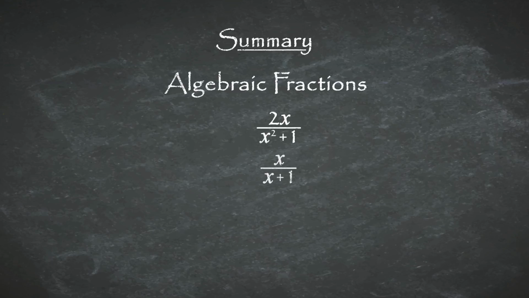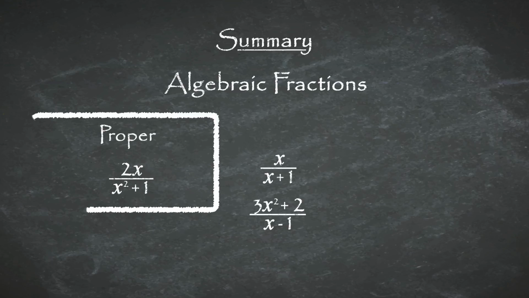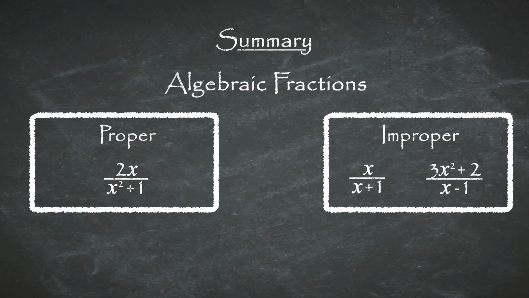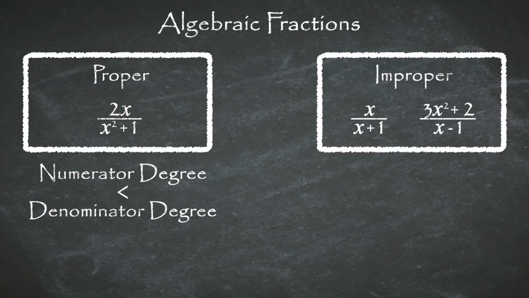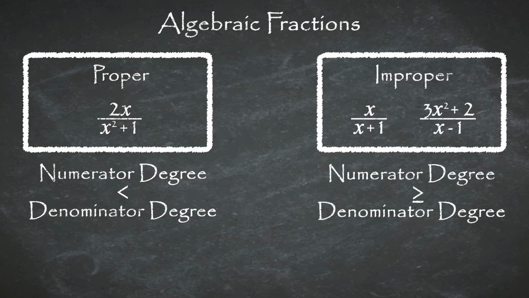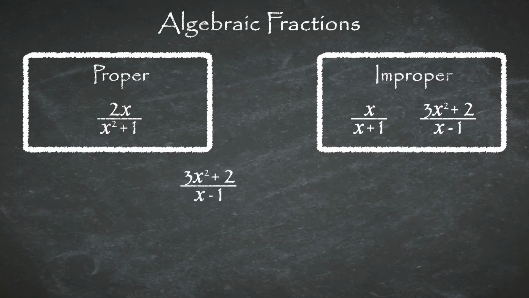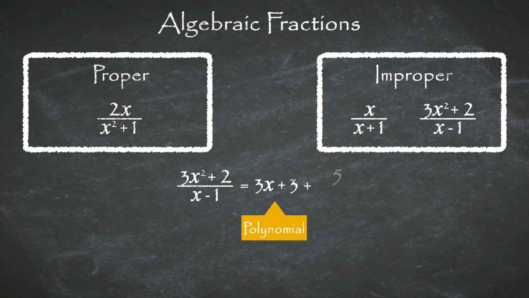Let's summarize the two things we have learned here. First, we saw that algebraic fractions can be classified into proper and improper fractions. A proper fraction is a fraction with a degree of numerator less than the degree of denominator. An improper fraction is one with the degree of numerator more than or equal to the degree of denominator. Second, we learned that improper fractions can be expressed as a polynomial plus a proper fraction.